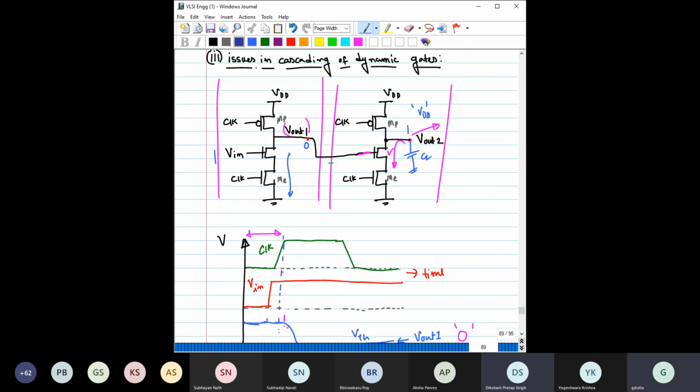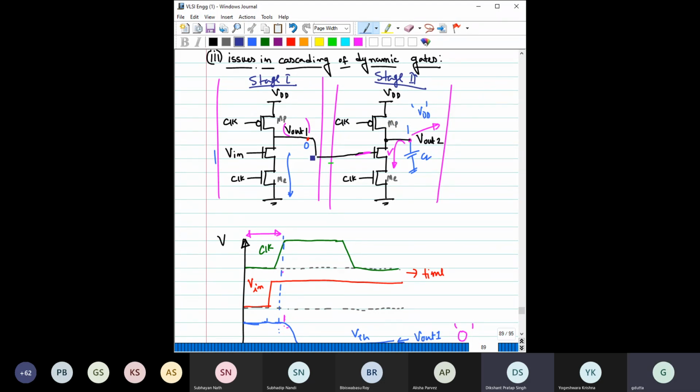So what is the question now? This is stage 1 of dynamic logic. This is basically an inverter, right? This is another stage, stage 2. So stage 1 is driving stage 2, and both are dynamic CMOS inverters only, right?